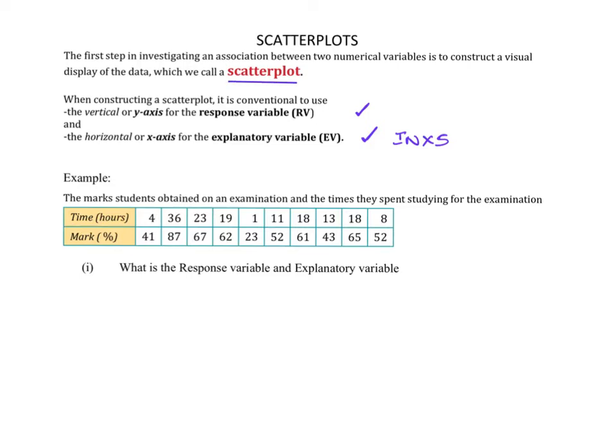Now that we are going to draw up a scatter plot, we know what we need to put on each axis. So let's have a look at this example. The marks students obtained in an examination and the times they spent studying for the exam. We need to work out which is the response variable and which is the explanatory variable. So what was the question that we asked ourselves? What depends on what?